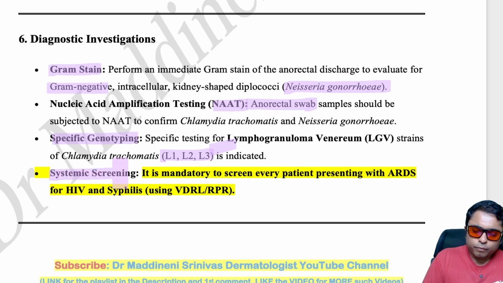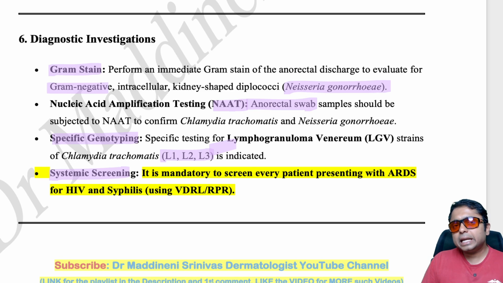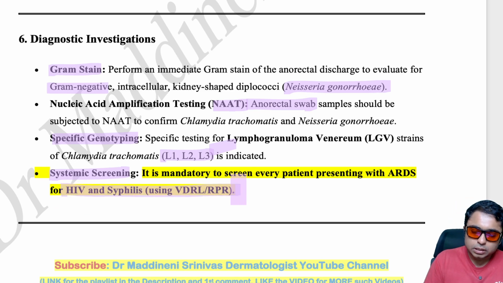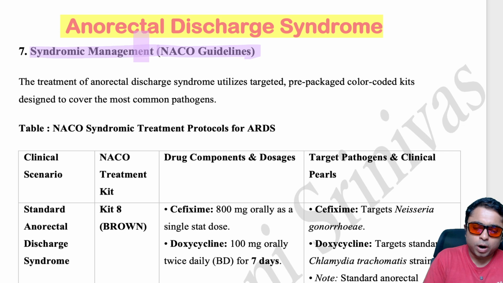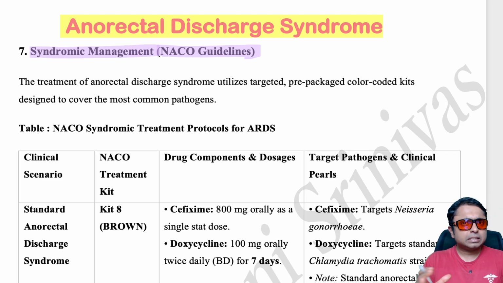Right, and obviously in every patient who is coming with anorectal discharge, the screening should be done for syphilis and also for the HIV. So this is a must. With the management of the anorectal discharge syndrome, we are going to follow the NACO guidelines, National AIDS Control Organization, in which according to the syndrome we are going to give the treatment. So we will discuss this in a separate video. What are all the kits, what is the syndromic management, I will discuss this in detail in a different video.